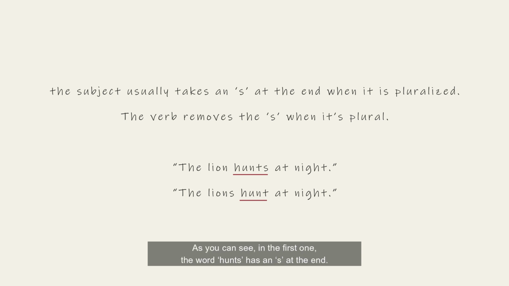As you can see, in the first one, the word hunts has an S at the end. It's a singular verb because the subject, lion, is singular. In the second one, it doesn't have an S at the end because the subject is plural and hence, the verb is in the plural form too.